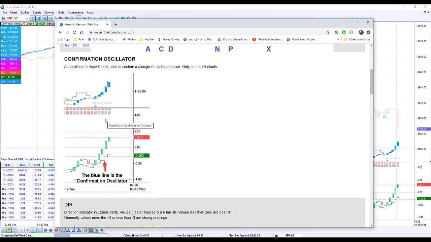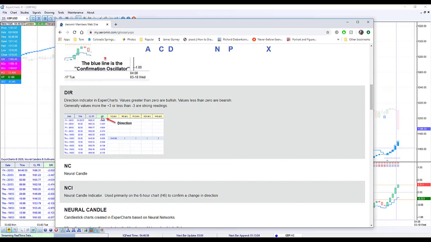The confirmation oscillator, this is only on the 2-hour charts. It's this blue line on the bottom indicator area. This zero line is neutral. In between the zero line and this dash line is slightly bearish. Below that is bearish. In between 0 and this dotted line is slightly bullish, and above that is bullish. So in this case, this confirmation oscillator would be slightly bearish and rising though.